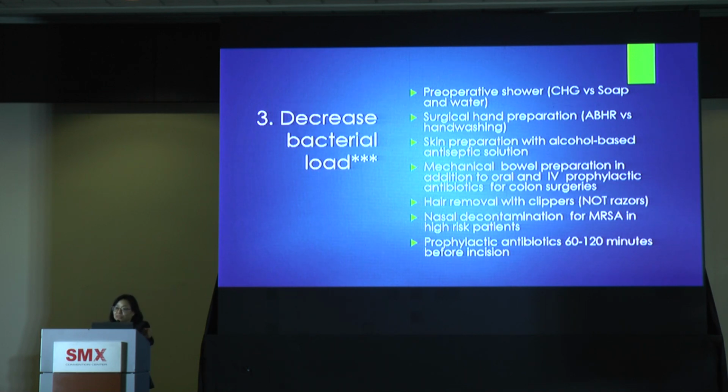So we were talking about this with our colleagues in the infection control, and the recommendation now is if you cannot buy or if you don't have access to an alcohol-based antiseptic solution, the other way that you can do it is use povidone iodine first, just the antiseptic, and then wipe off with alcohol. It will have the same result. Fourth is mechanical bowel preparation plus oral antibiotics.